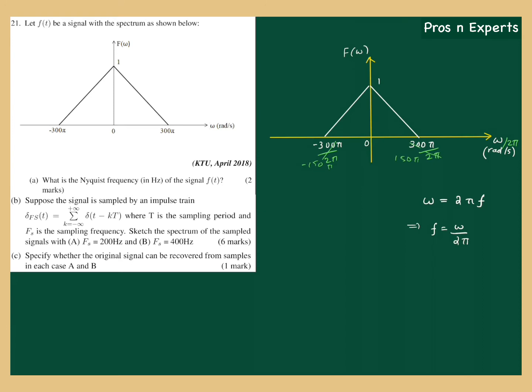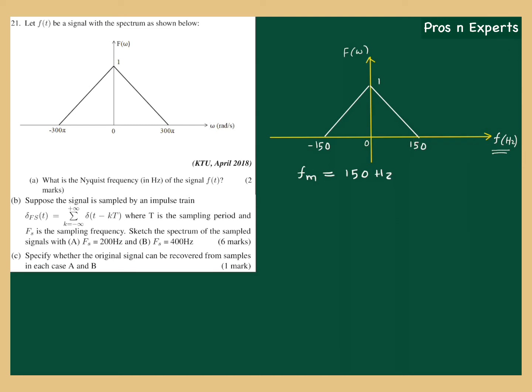So I can change it into frequency domain units. This is the Fourier spectrum in the frequency domain in hertz. So 300 pi by 2 pi is 150, and minus 300 pi by 2 pi is minus 150. Fine. So from the spectrum, it can be easily deduced that the maximum frequency component of the message signal, denoted by fm, is 150 hertz. 150 hertz is the maximum frequency component of the message signal, or f of t.